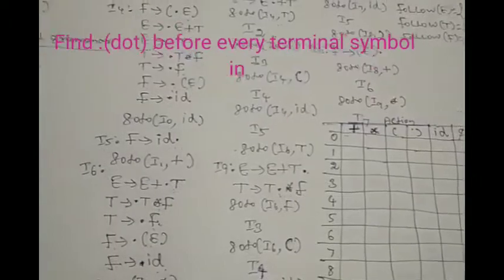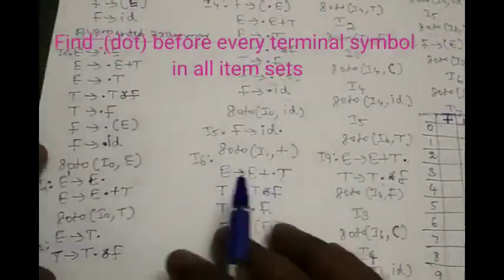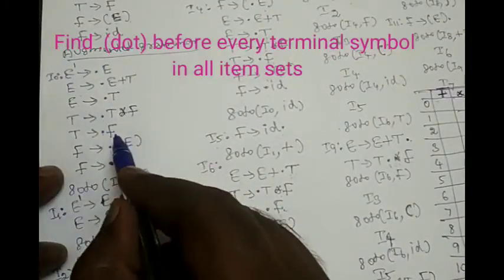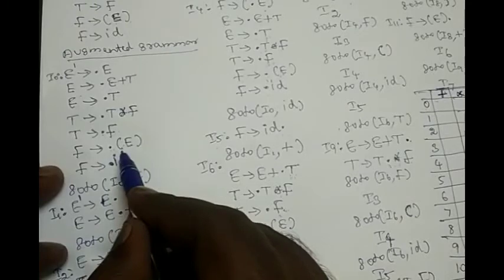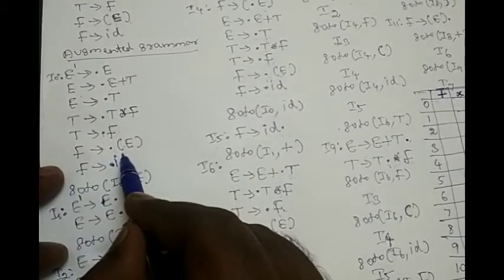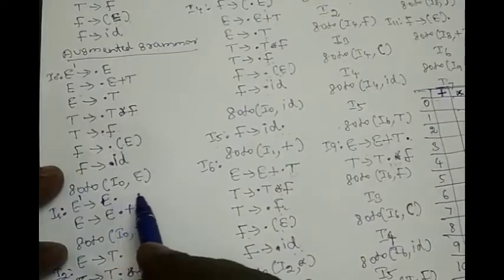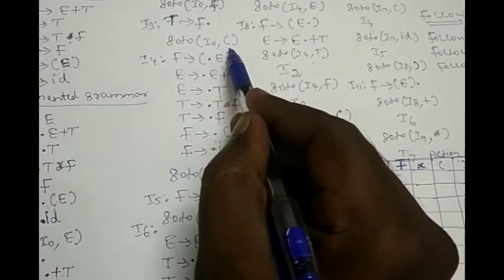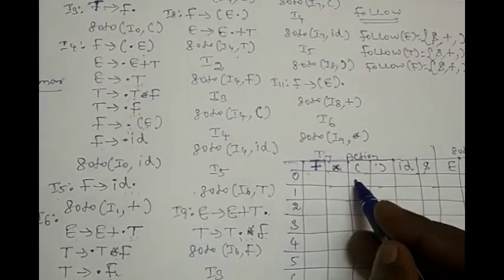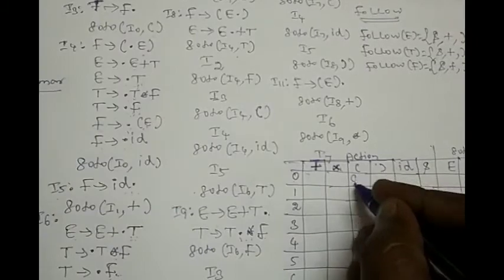Now you just see item set 0. When you see item set 0, dot is before open brackets, which is a terminal, and dot is before ID. Just see open brackets here. So in item set 0, on open brackets, where does it go? It is actually generating I4. So you write in this column, on open brackets, it goes to I4. Since this is a terminal, you write it as S4.